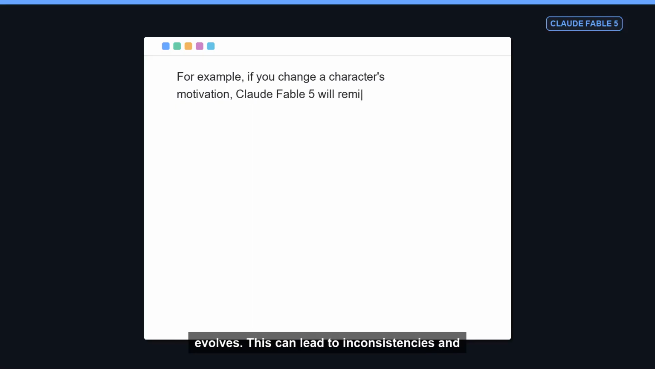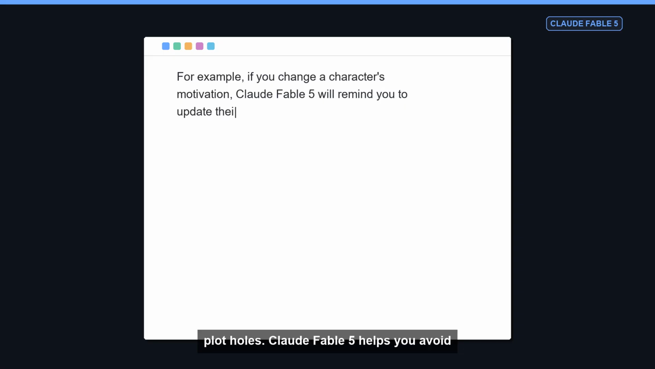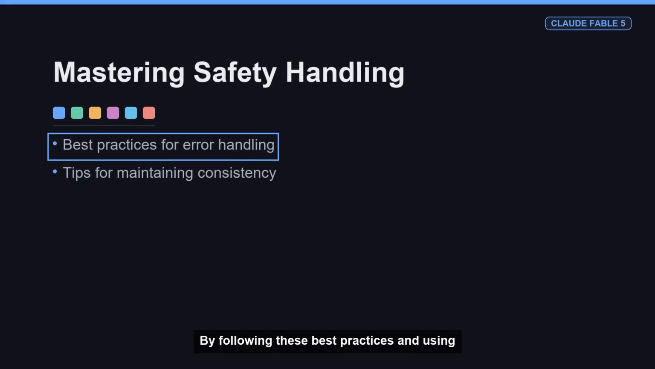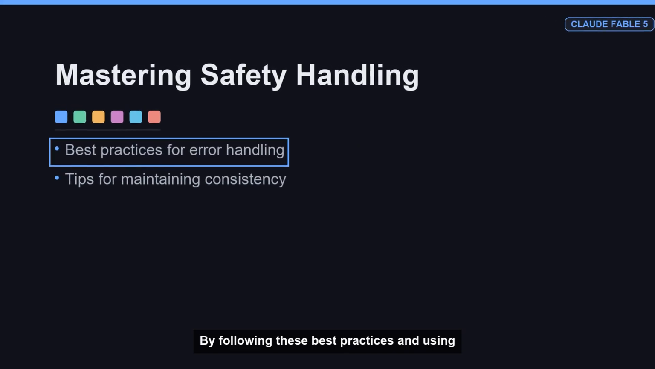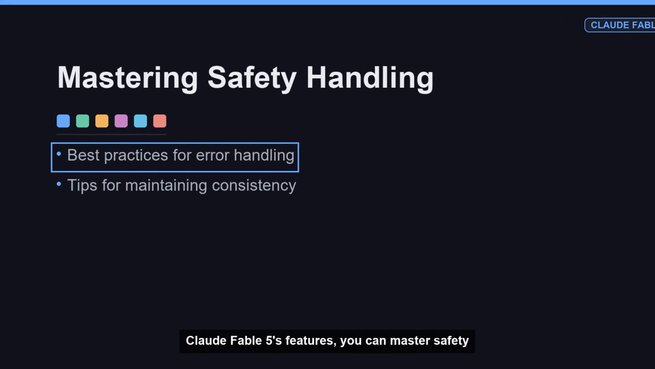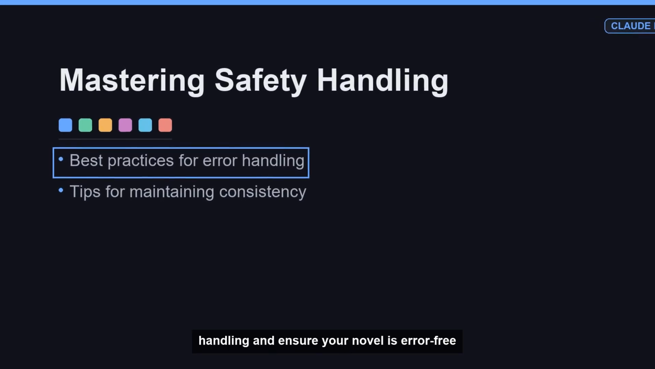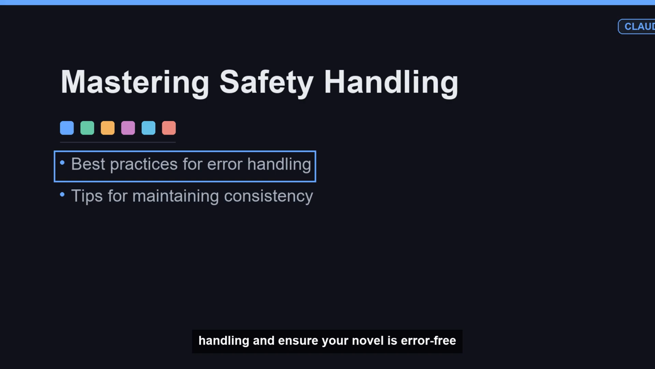One common mistake authors make is forgetting to update their character profiles as the story evolves. This can lead to inconsistencies and plot holes. Claude Fable 5 helps you avoid this by prompting you to update profiles when necessary. By following these best practices and using Claude Fable 5's features, you can master safety handling and ensure your novel is error-free and engaging. Remember to regularly review your character profiles, track plot developments, and flag inconsistencies as you write.